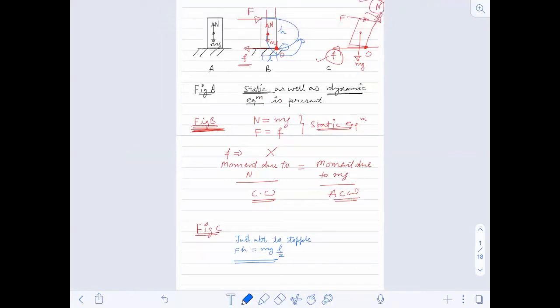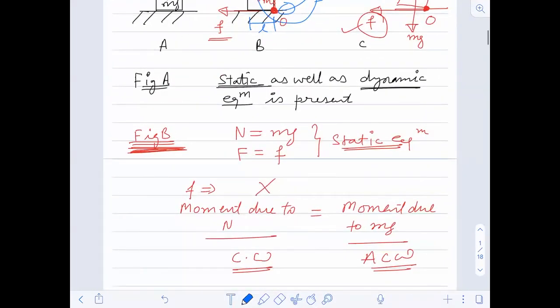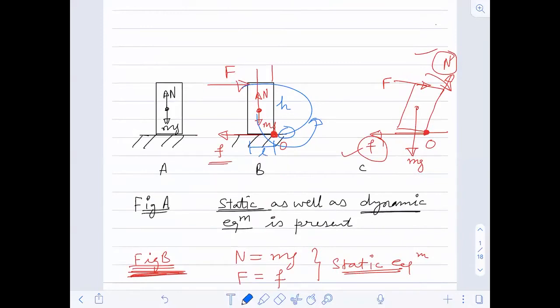Okay, so there is a question in this now. Suppose the normal reaction, which was acting through the center of the block, has now shifted to one end. Just see figure B and figure C. The line of action of the normal reaction has shifted from the middle of the block towards one end. Now suppose this line of action does not shift. What is going to happen?